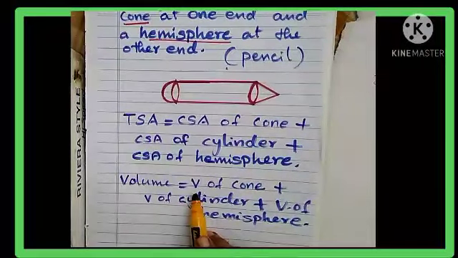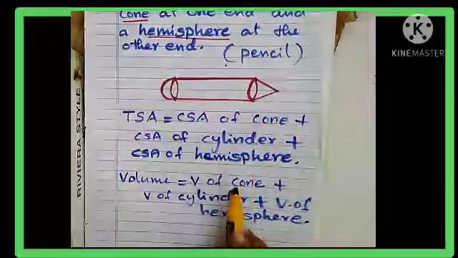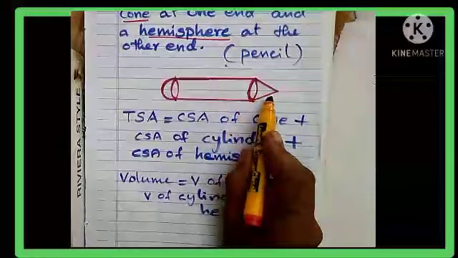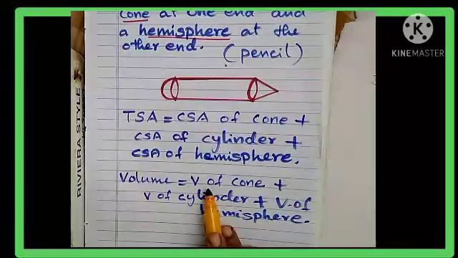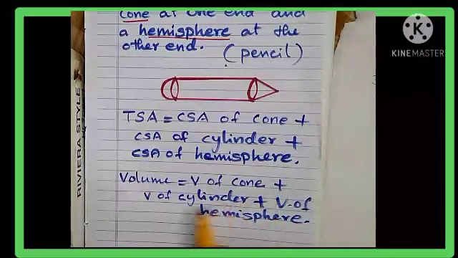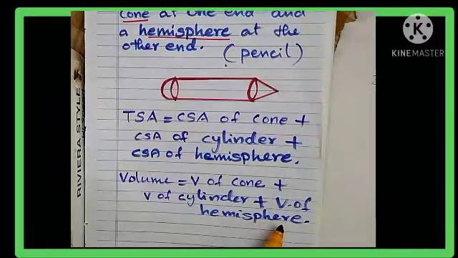Now the next is volume. How we can find the volume? Volume of different shapes we are adding. Volume of cone plus volume of cylinder plus volume of hemisphere. Understand? Total volume equal to volume of cone plus volume of cylinder plus volume of the hemisphere.